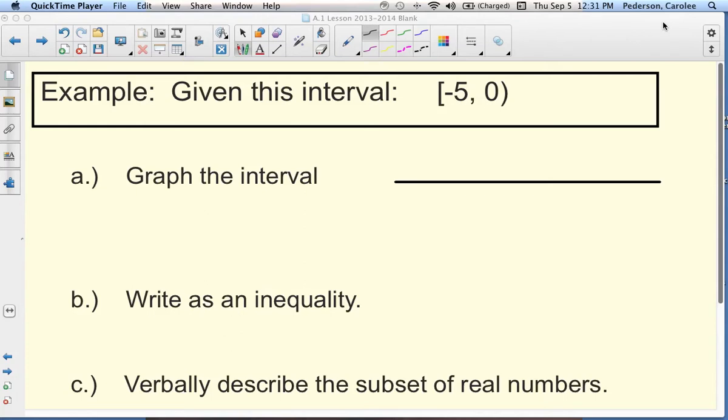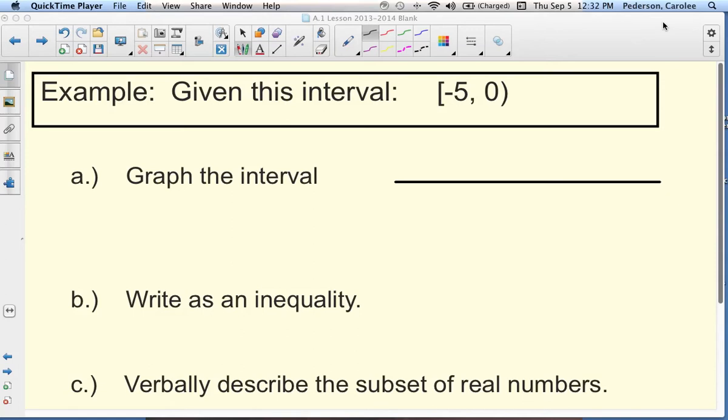Here's a video giving you a problem that is in interval notation. We want to graph that interval on a number line, rewrite it as an inequality, describe it, and then identify if it's bounded or unbounded.